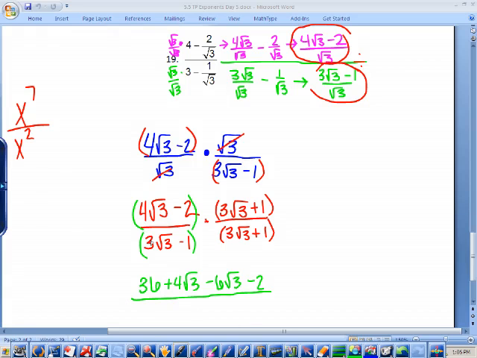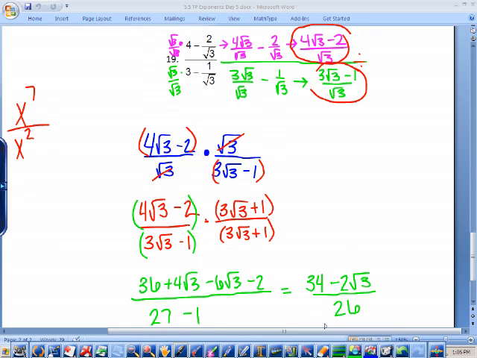Okay, so now let's do the denominator. 3 root 3 times 3 root 3. 3 times 3 is 9, and then root 3 times root 3 is 3. So we would have 27. The insides cancel, so we have 27 minus 1. So we've got 36 minus 2, that's 34. 4 and negative 6 minus 2 root 3 over 26.